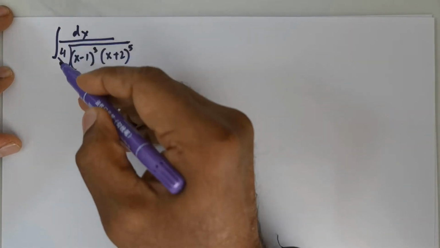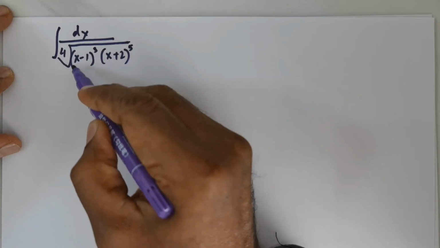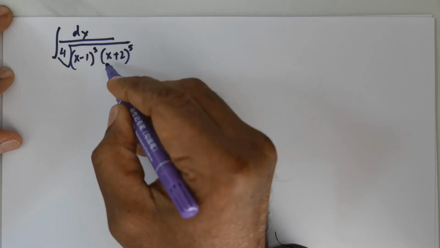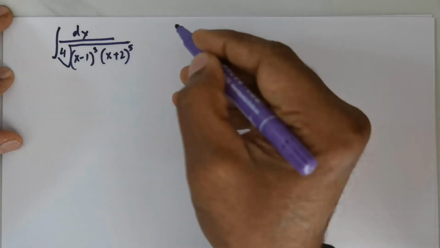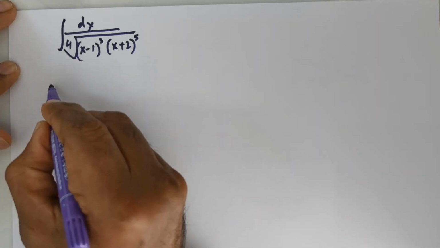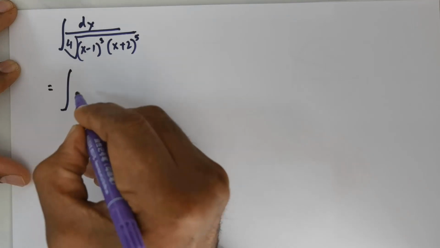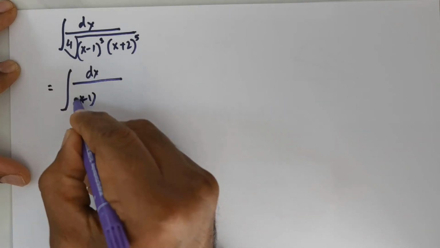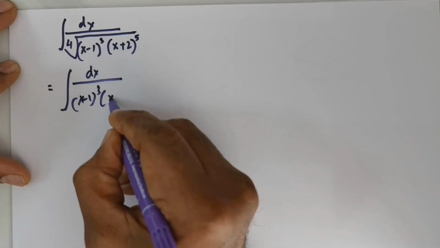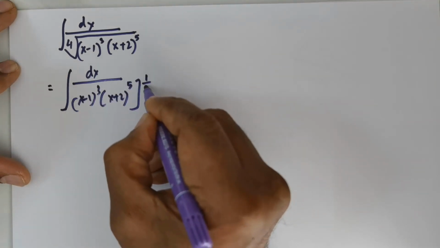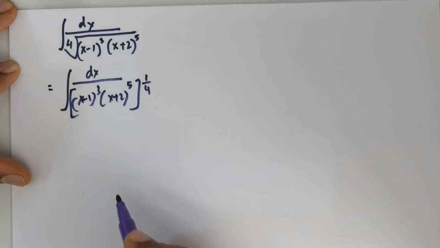So let's see how we can handle this question. We are expected to integrate the integral dx over the 4th root of (x − 1) raised to the power of 3 times (x + 2) raised to the power of 5. I would like to rewrite this as the integral dx over [(x − 1)^3 times (x + 2)^5], and this entire quantity is raised to the power of 1 over 4.